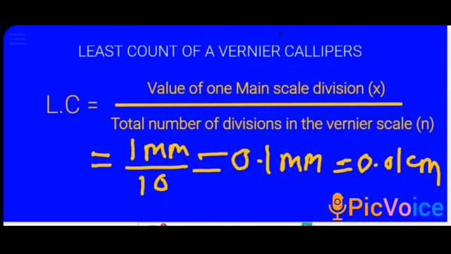Now this least count will be different for different vernier calipers, depending on their main scale and on the number of divisions that they have in the vernier scale. When there are 10 divisions, we will divide by 10. If there are 25 divisions, we will divide by 25. So this is how you find the least count.